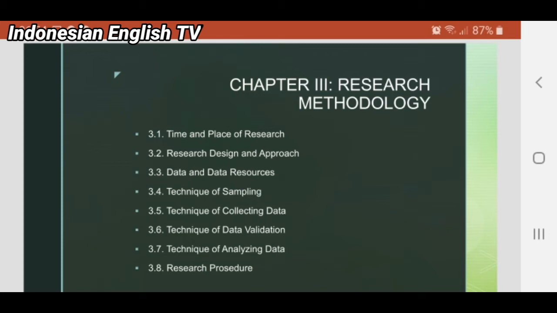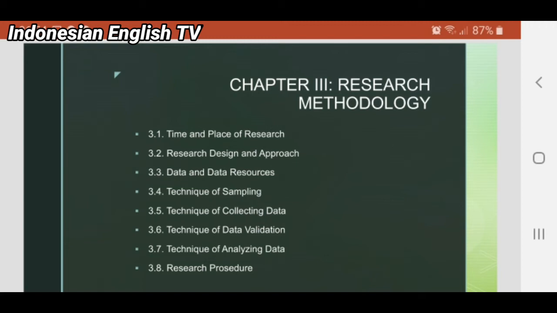And then number 6, technique of data validation. In qualitative research, you have the validation of the data. So you write here how is the technique of data validation. And number 7, you have to write technique of analyzing data. And then you have to write also how to analyze the data using what techniques precisely. Of course, you got to read many resources for building up your thesis.